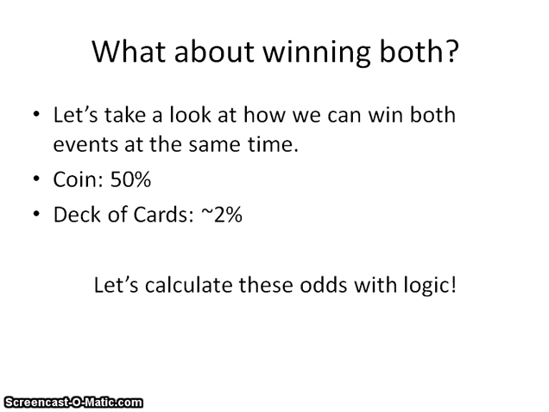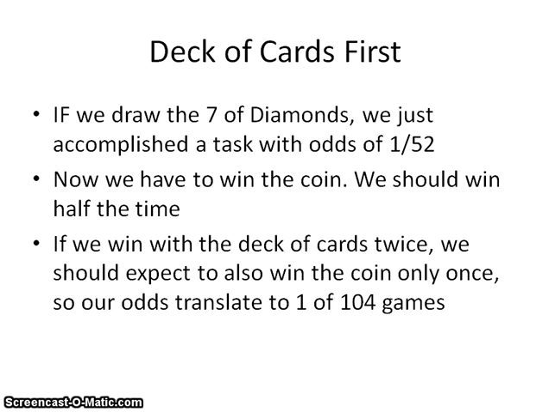But now we start to think about, what if we won both of them? Let's take a look at how we can win both events at the same time. The coin, remember, is at 50%. The deck of cards is very close to 2%. Let's use some logic. Alright, so, if, and it's a huge if, we draw the seven of diamonds, we just accomplished the task with the odds of 1 out of 52. Now, we also have to win with the coin, so we should win with that half the time. You could pull that miracle and pull the seven of diamonds, but you also got to win that coin flip. If we win with the deck of cards twice, we should also expect to win the coin only once.